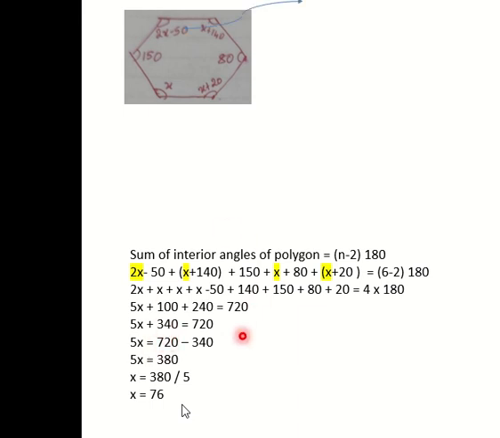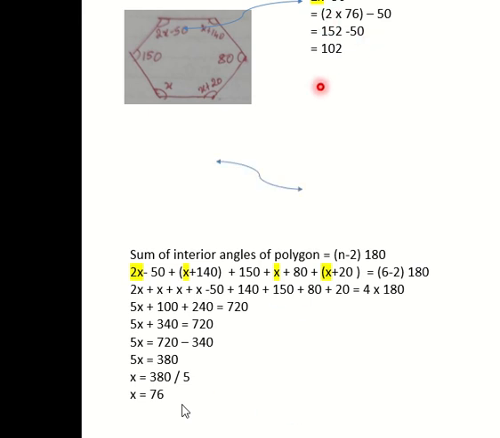Let us substitute that in all the angles. For example, here the first one is 2x minus 50. So for 2x minus 50, in place of x let us substitute 76. 2 times 76 is equal to 152. So 152 minus 50 is equal to 102.